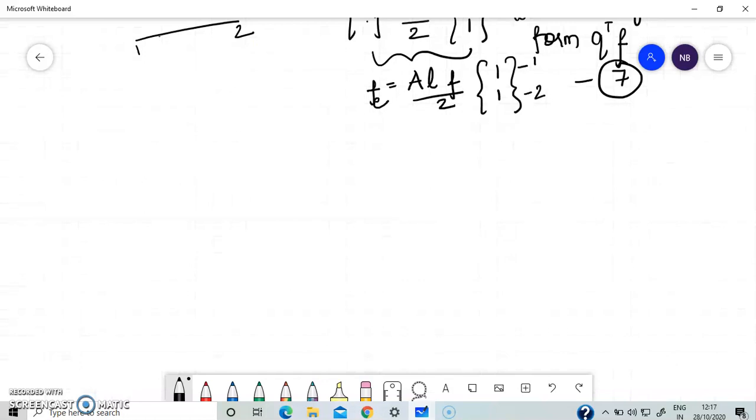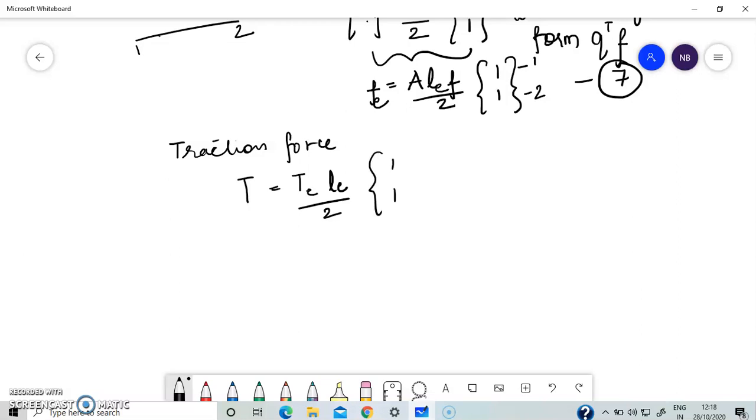Next, let us go to traction force, and the traction force is given by, similarly the same way, it will be T E L E by 2 into 1 and 1. You can derive it in the same way that the body force term was derived.